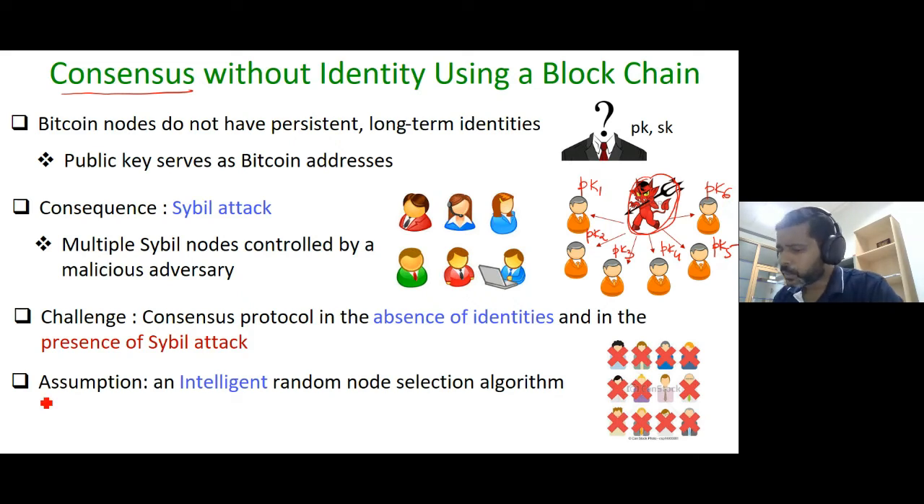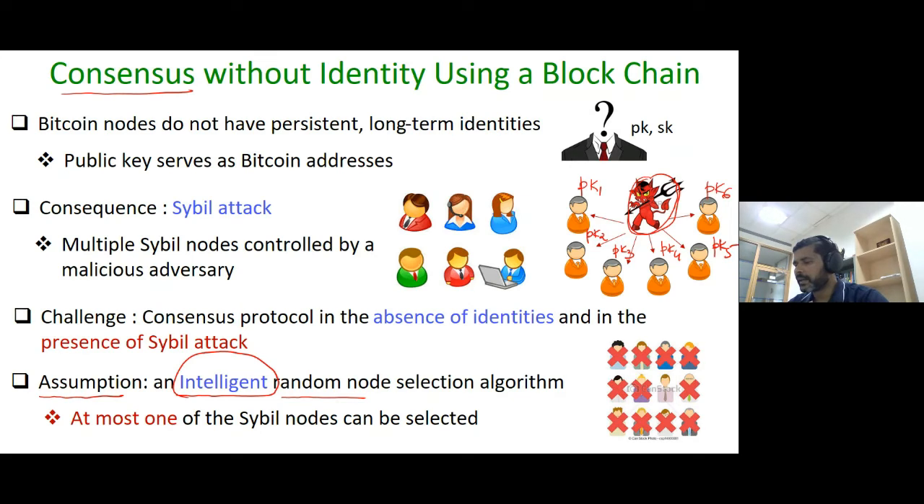So for the moment, assume that we have an intelligent node selection algorithm, a random node selection algorithm to be more specific. My assumption here is that this node selection algorithm is smart enough in the sense that in every round, it will choose one of the available public keys uniformly at random. That means out of all the entities who are available in the system, it will select one of them uniformly at random. And if there is an adversary who has actually created multiple fake public keys, even on behalf of all those public keys, the chance of the adversary getting selected is at most once.